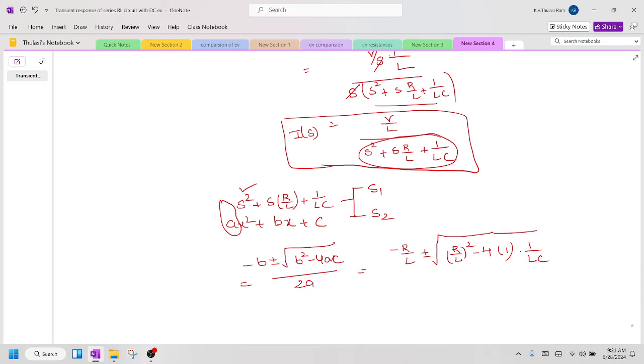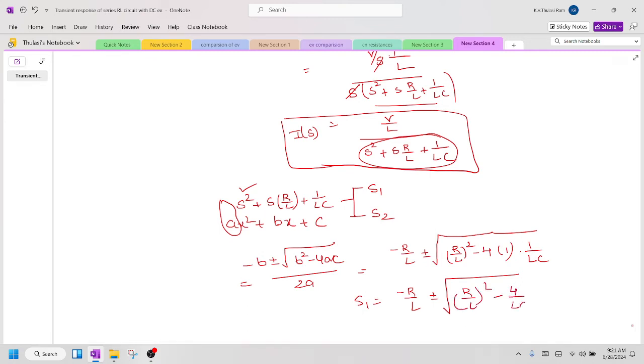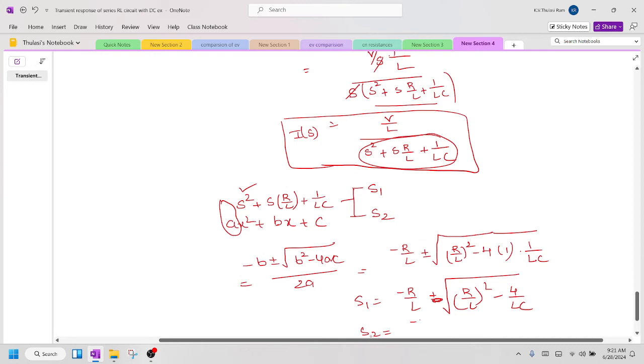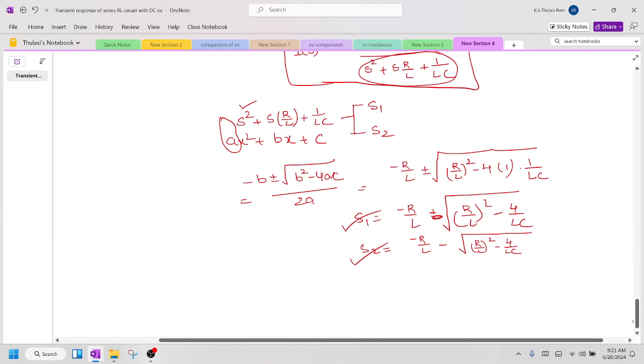So here you are going to get the two roots. These roots I am going to call S1, which is minus R by L plus the root of (R by L) whole square minus 4 by LC, the first root. And similarly S2 is equal to minus R by L minus the same root of (R by L) whole square minus 4 by LC, the second root. So this is the first root and this is the second root.